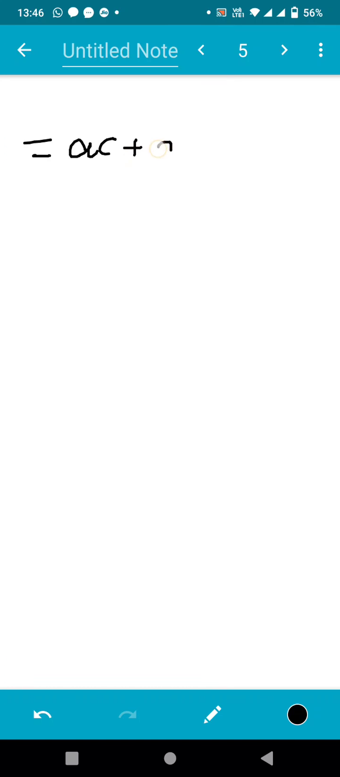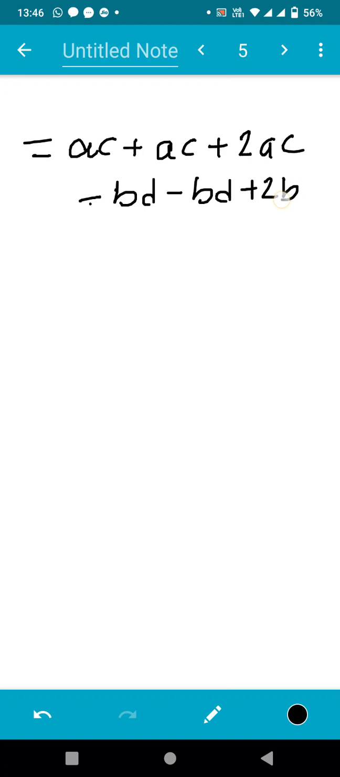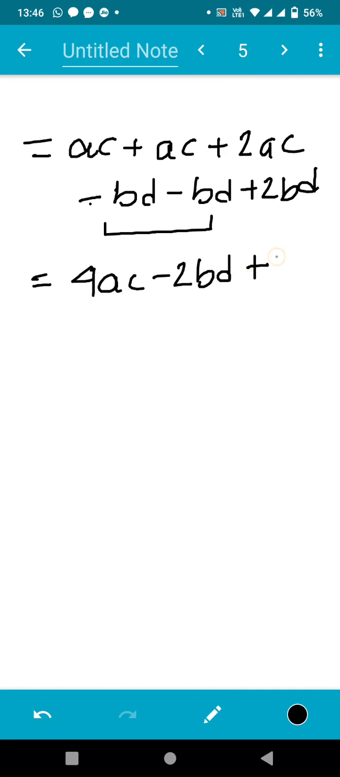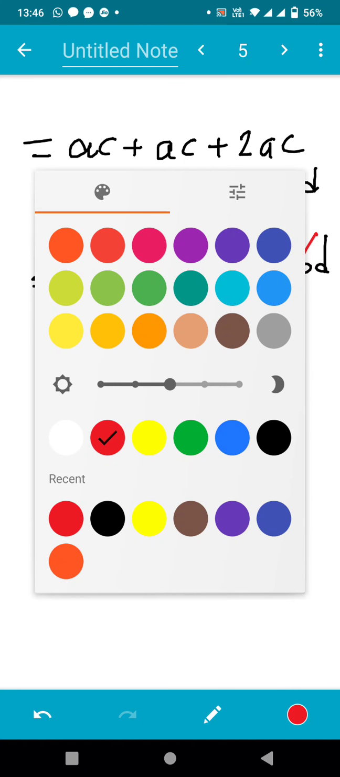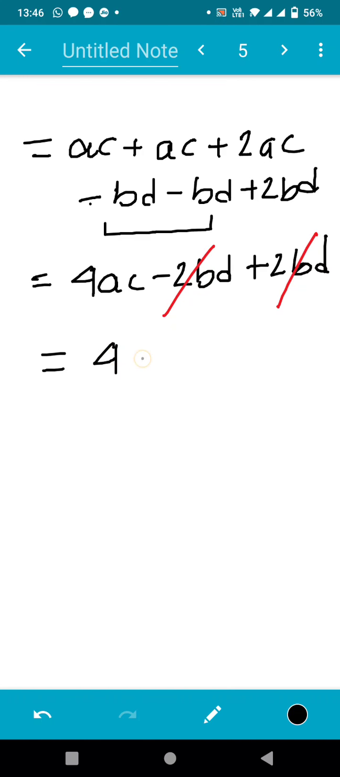So let's move on to the next page, that is all the ac we'll keep together, that is ac plus ac plus 2ac, minus bd, minus bd plus 2bd. Okay, so if you add all the ac, we'll get 4ac. And if we add these two, minus bd and minus bd, we'll get minus 2bd. And finally we'll write minus 2bd plus 2bd, isn't it? Now this minus 2bd and plus 2bd would be cancelled. So the final answer would be 4ac. Okay, so your required answer of question number 4 is 4ac.